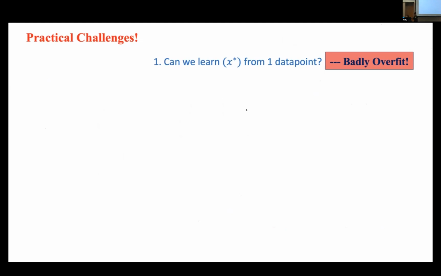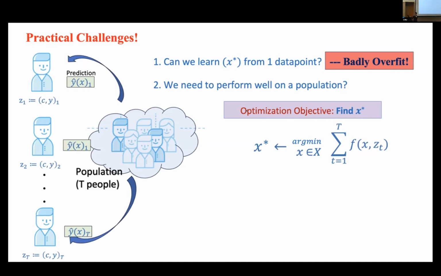Some practical challenges. So far, I've been talking as if there's just one patient, and as if I'm trying to predict well for that patient. How would you even learn from a single data point? You just have a single data point. You have no hope to actually fit this X star, the best predictor, from a single data point. You're going to overfit very miserably.